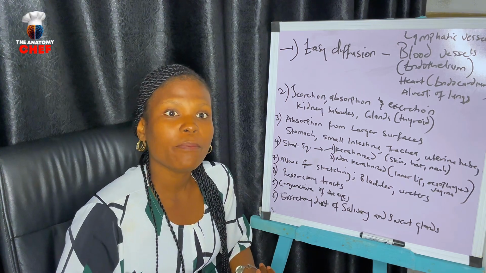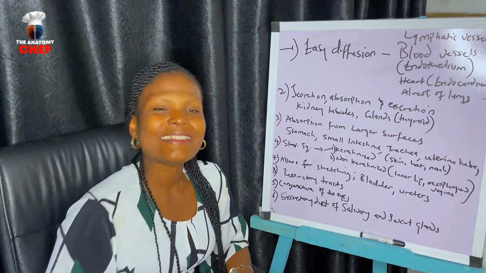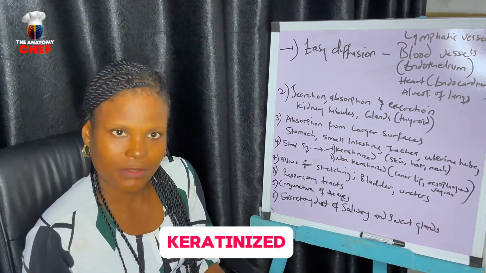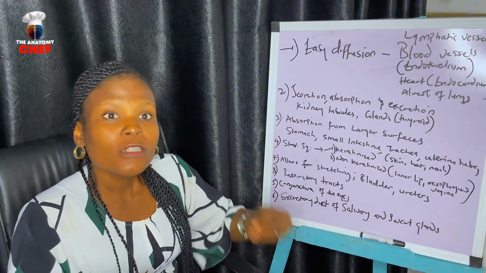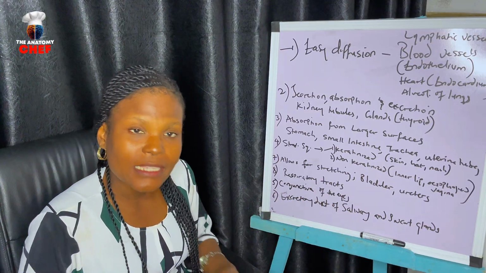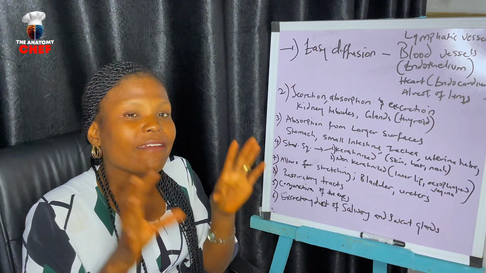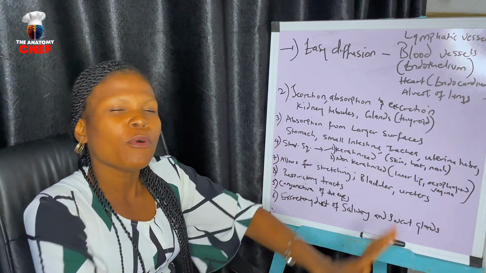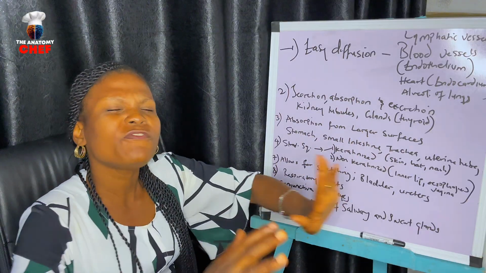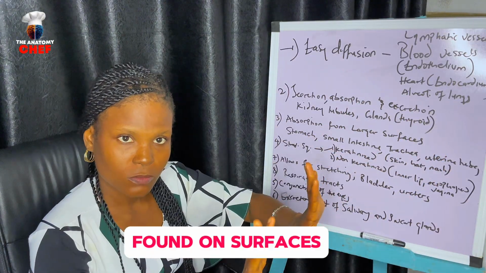Stratified squamous epithelium can be characterized into two. First is keratinized. The second is non-keratinized. Pay attention. Keratinized epithelium is the type of stratified squamous epithelium that is found in surfaces that are exposed.